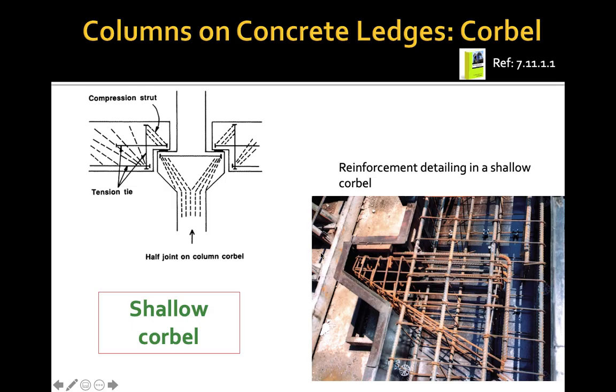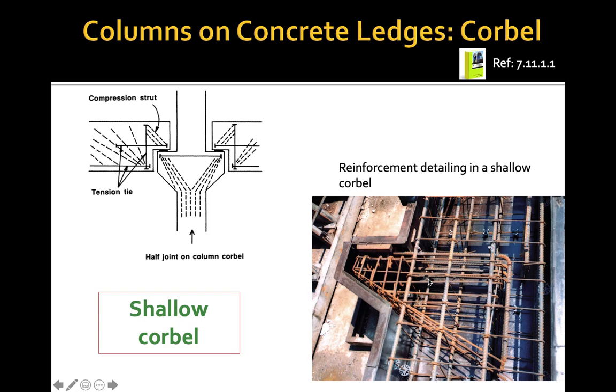So this is when we have the columns that are using the concrete ledges, also known as the corbels. As we have discussed earlier in this topic on precast, mostly in the examples we are using corbels. So this is one example of a shallow corbel, where we can see that this corbel has to be cast together with our column.